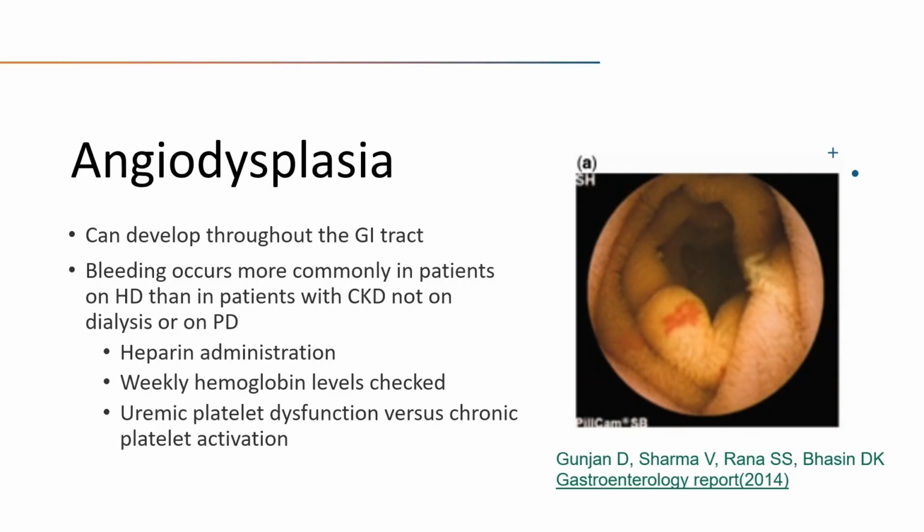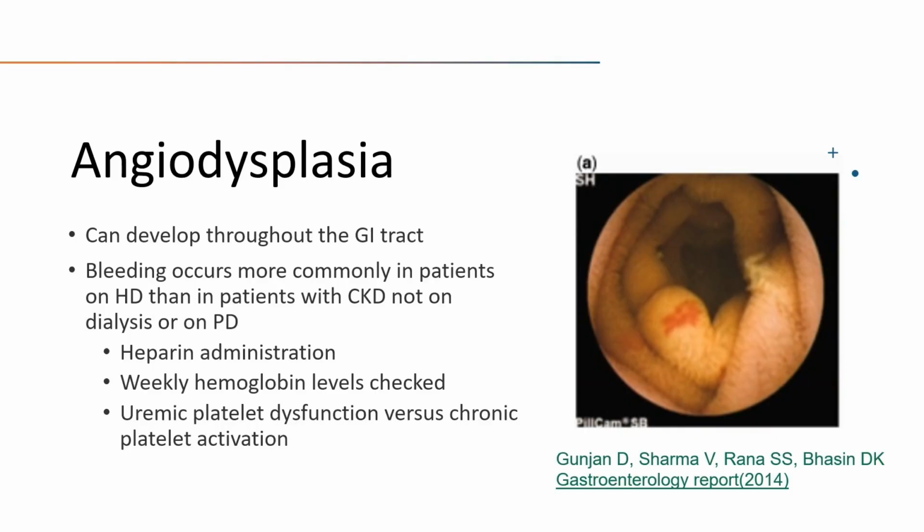All right, so angiodysplasia is a type of AV malformation, which you can see here. They can develop anywhere in the gastrointestinal tract. As you can imagine, they may not be able to be reached by either upper and lower endoscopy if they're somewhere like this one, where it's in the jejunum.